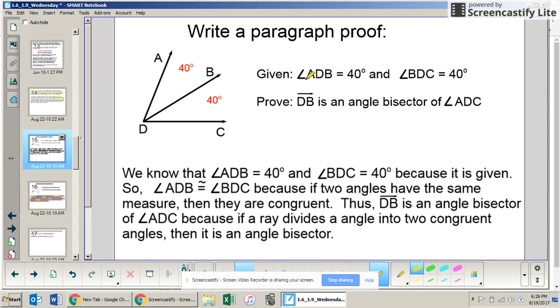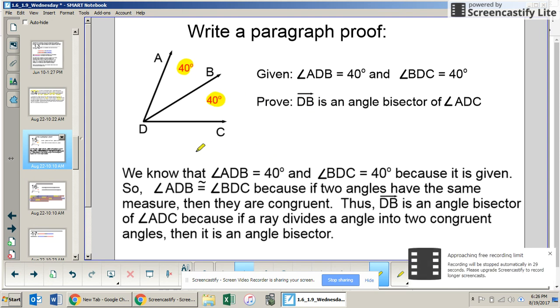Okay, so here we have some given information. We know from given information that angle ADB is 40 degrees. I'll just highlight it there. And BDC is also 40 degrees. We're going to prove that this ray is an angle bisector. Okay, so it looks like I'm going to have a second cut on this. So we're going to continue this in a different clip. We'll see in just a second.